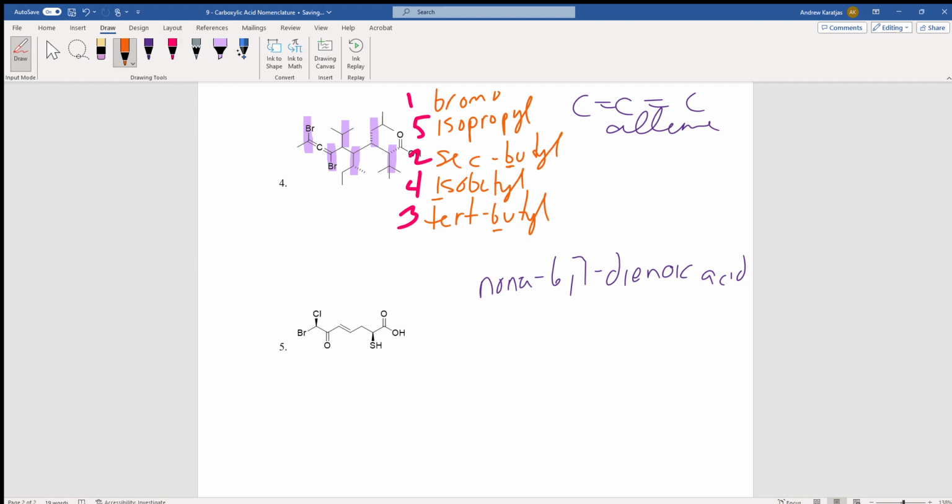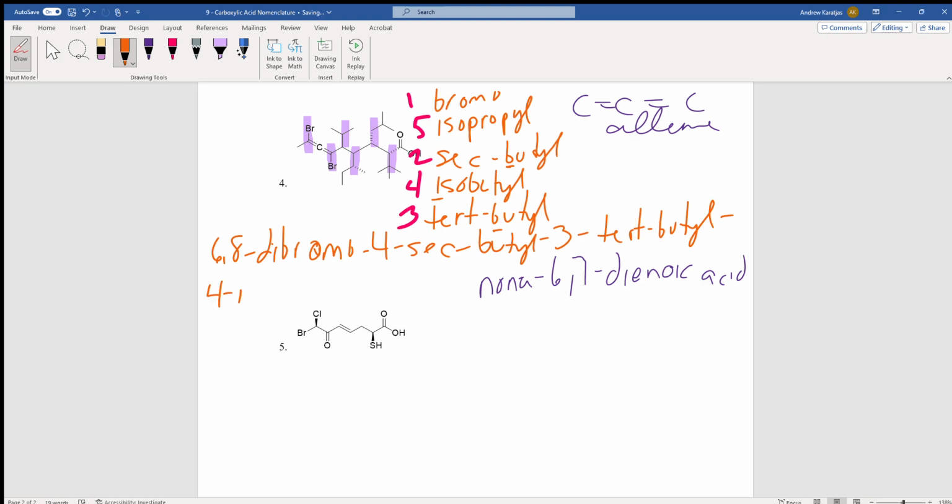The bromine, there's two of them. So that's 6,8-dibromo. Next, we said would be the sec-butyl. So that's 4-sec-butyl. Then 3-tert or T-butyl. 4-isobutyl. And finally, 5-isopropyl.